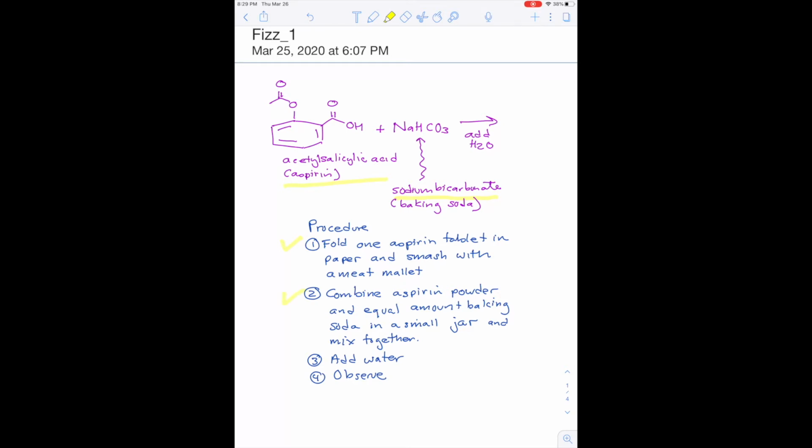And then I took that aspirin powder and an equal amount of baking soda, which is sodium bicarbonate, in a small jar, and I stirred them together with a kitchen knife. Then I added water, and then we're going to observe.